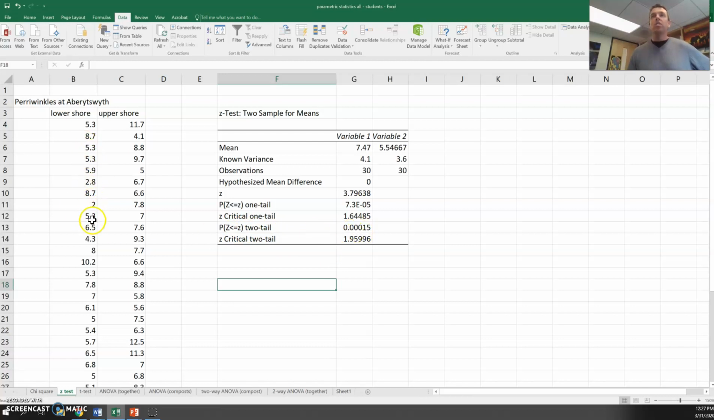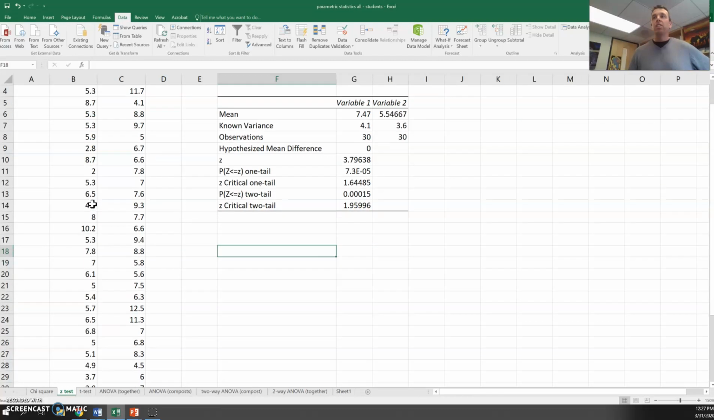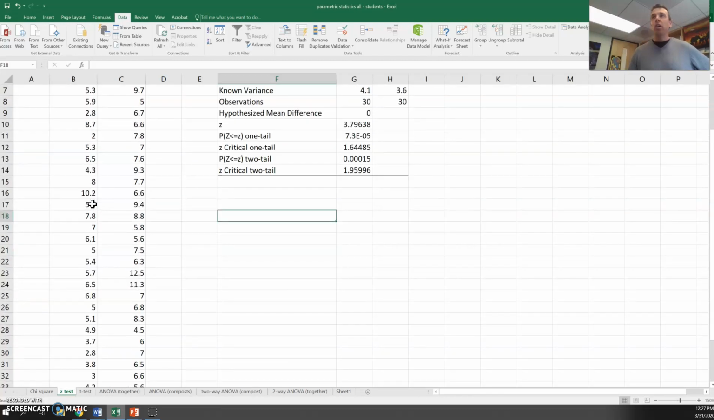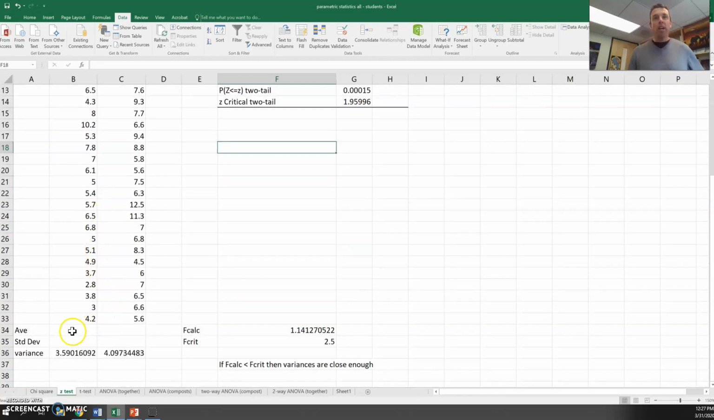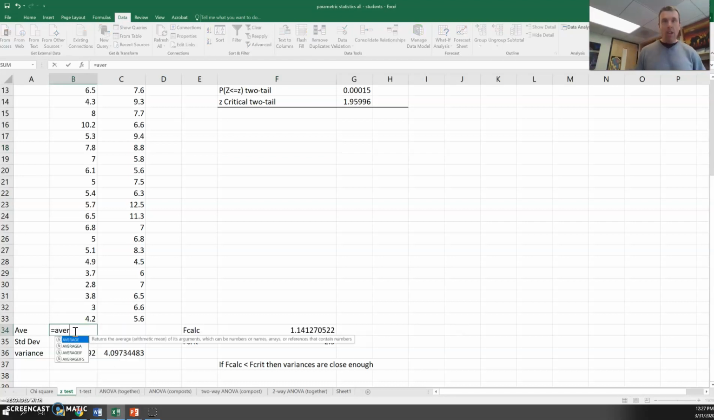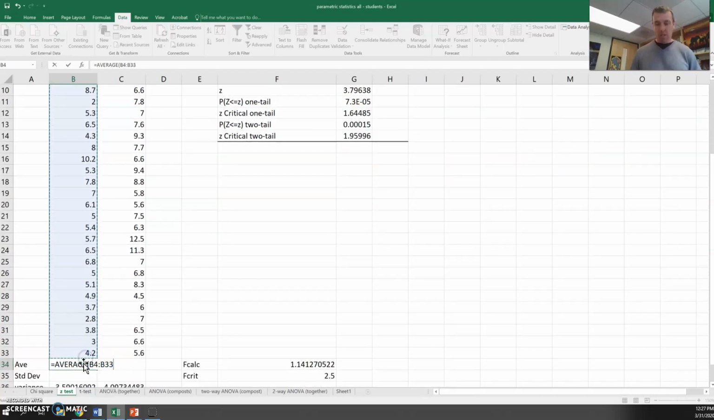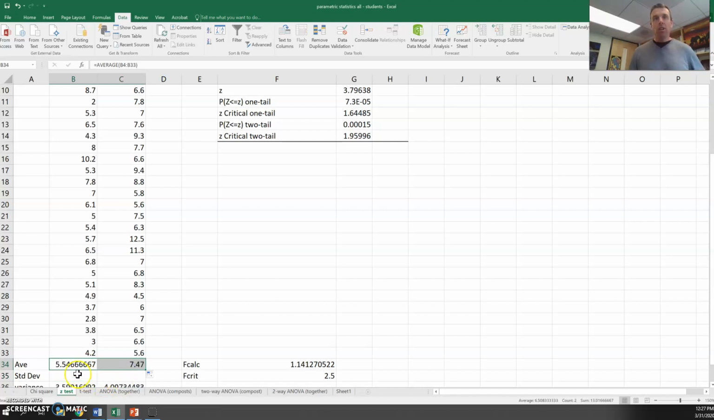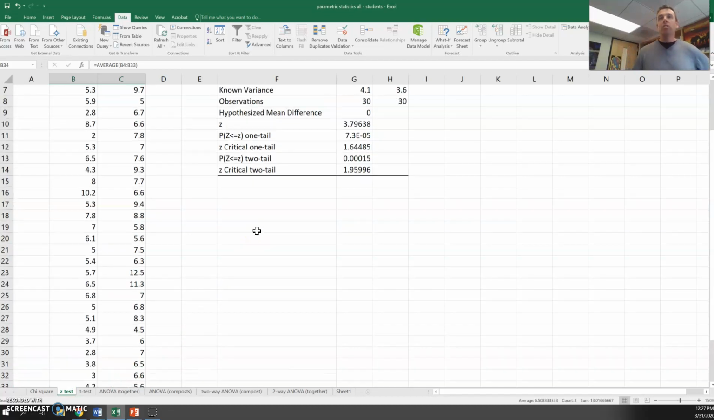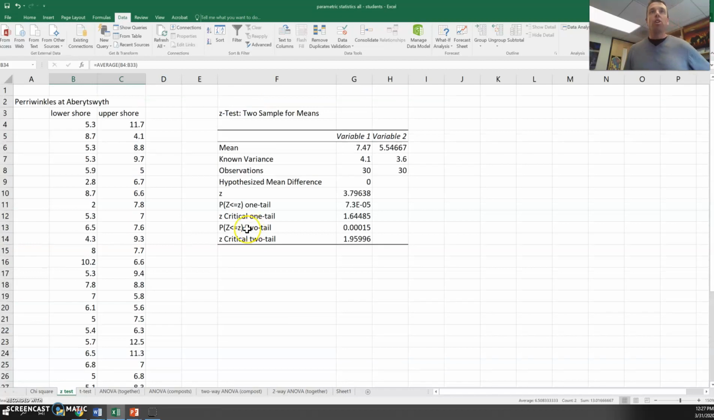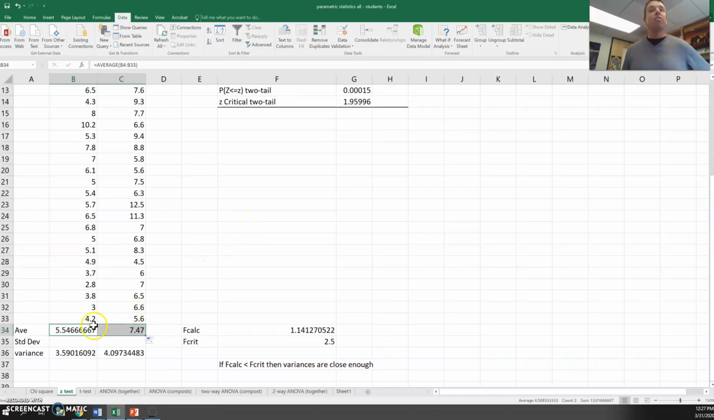This means that this data is significantly different from each other. I reject the null hypothesis that they're the same. So now I need to go back and figure out what that means. Well, in order to do that, I really need my averages. I need to figure out what's different about them. So here I see that the average on the lower shore is 5.54. The average on the upper shore is 7.47. So I can now say that the lower shore periwinkles are significantly shorter than the upper shore.